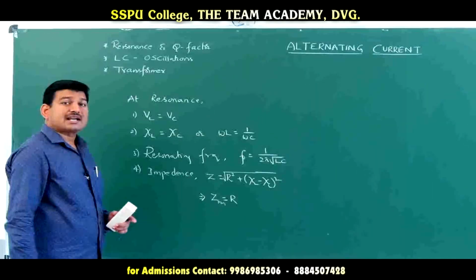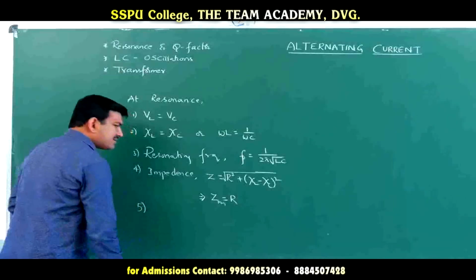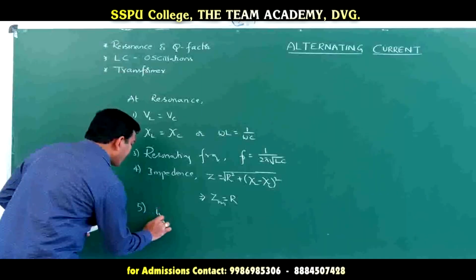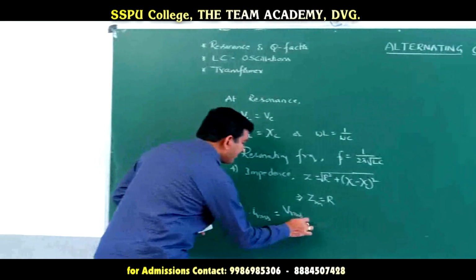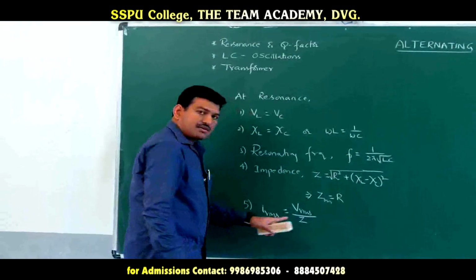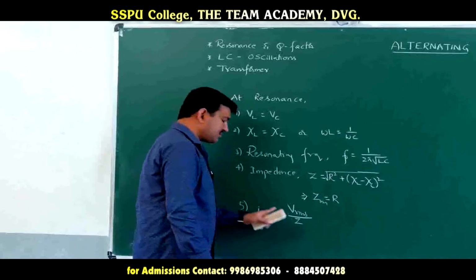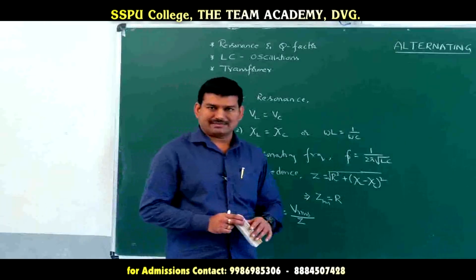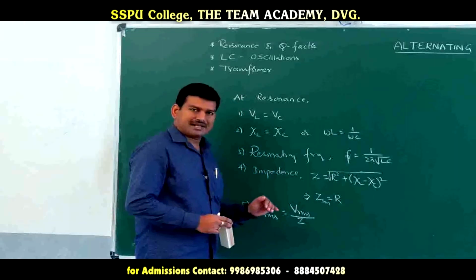Impedance minimum means current will be maximum. Why? Because we have V_rms equal to I_rms into Z. Therefore, I_rms, the RMS current, is equal to V_rms divided by Z. Z being minimum, the current will be maximum. If this is minimum, this must be maximum. Therefore, at resonance, the current in the circuit is maximum. And one more thing is that the power dissipated at resonance will be maximum.